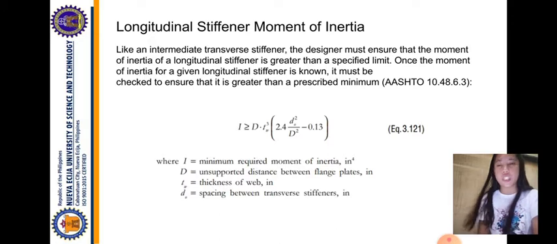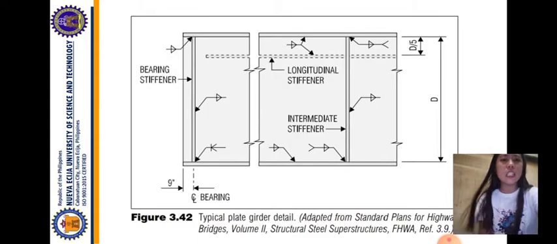minus 0.13, where I is the minimum required moment of inertia in inch to the fourth, D is the unsupported distance between flange plates in inches, t sub w is the thickness of web in inches, and D sub o is the spacing between transverse stiffeners in inches. This is Figure 3.42. Typical plate girder detail adapted from Standard Plans for Highway Bridge, Volume 2, Structural Steel Superstructures, FHWA reference 3.9.